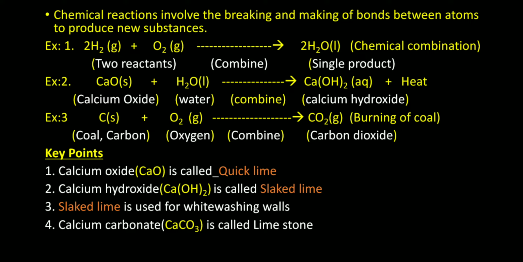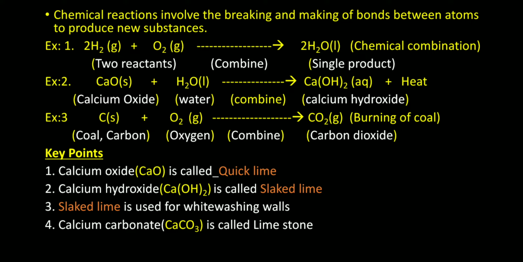Example number 2: calcium oxide plus H2O, water, gives rise to Ca(OH)2, calcium hydroxide. There is a liberation of heat. Calcium oxide, CaO, plus H2O, water, when these two are combined with each other, there is a formation of one product, that is calcium hydroxide. Its formula is Ca(OH)2.